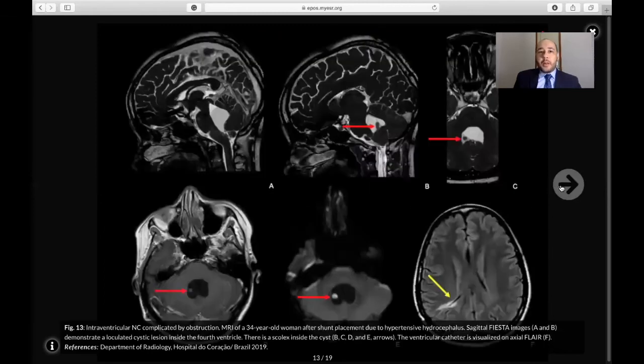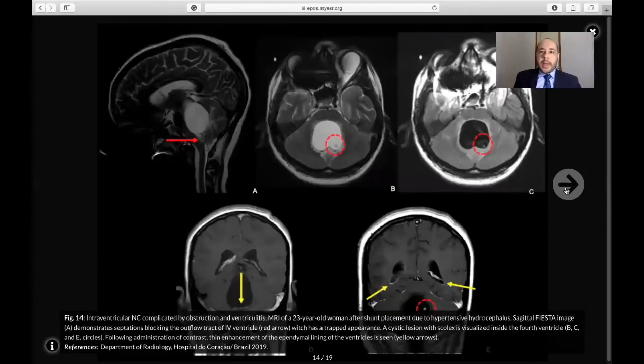Here there is another similar case of intraventricular neurocysticercosis complicated by obstruction. Here there is another similar case, but now we can see a thin ependymal line of contrast enhancement on the yellow arrows, consistent with ventriculitis.